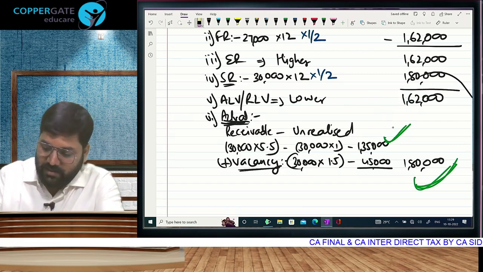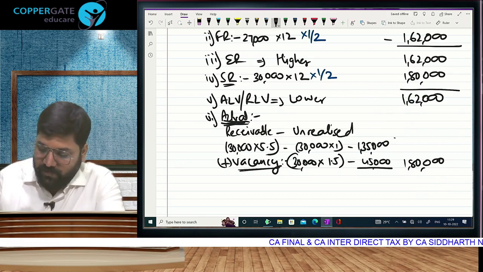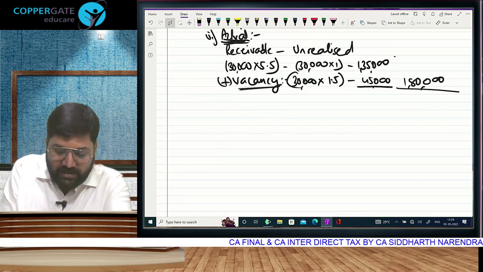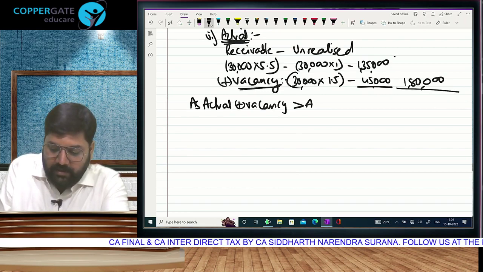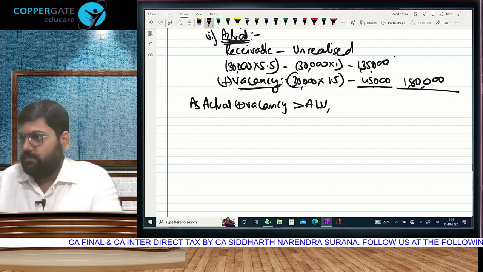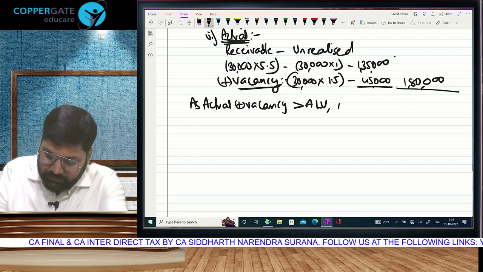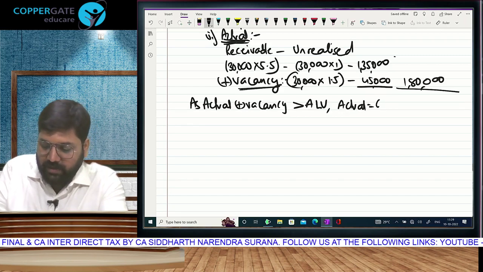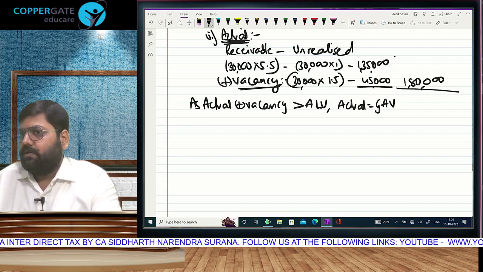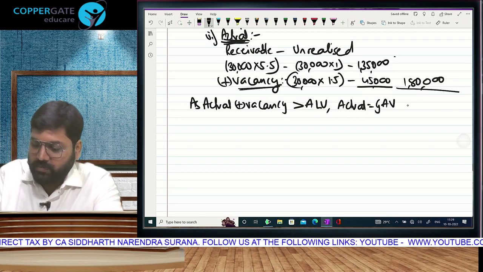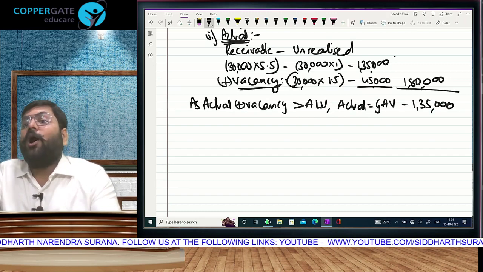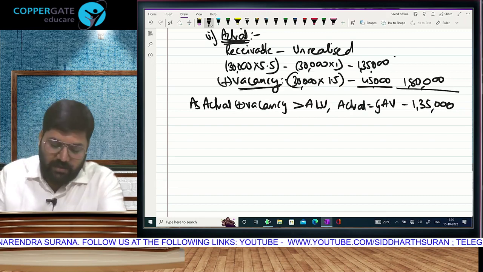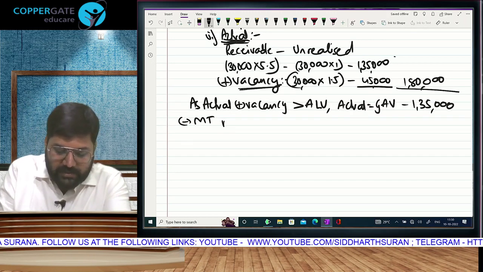Correct again? Actually, very good. Finally, we have reached one stage of our life where we can decide as actual plus vacancy greater than ALV. Understand what I am writing? So, actual will be equal to GAV. Without vacancy wala actual. And that is how much? 1,35,000. Is the GAV wala part clear? So, abhi, very good. Less municipal taxes.